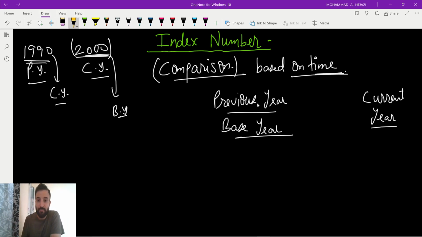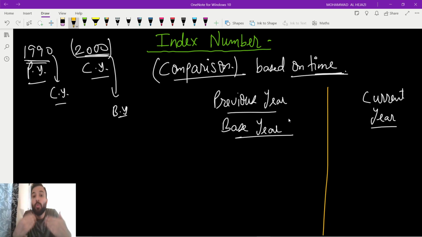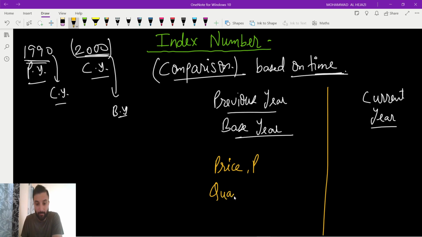Now we know the comparison is based on time. Time is the previous year and current year. The previous year is also called the base year. Now what things will we compare? We will do the comparison for three things: price, which is P, quantity, which is Q, and value, which is V.